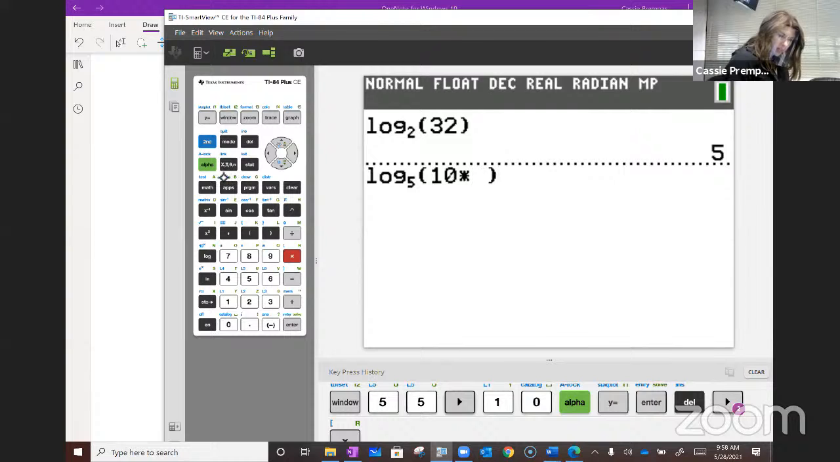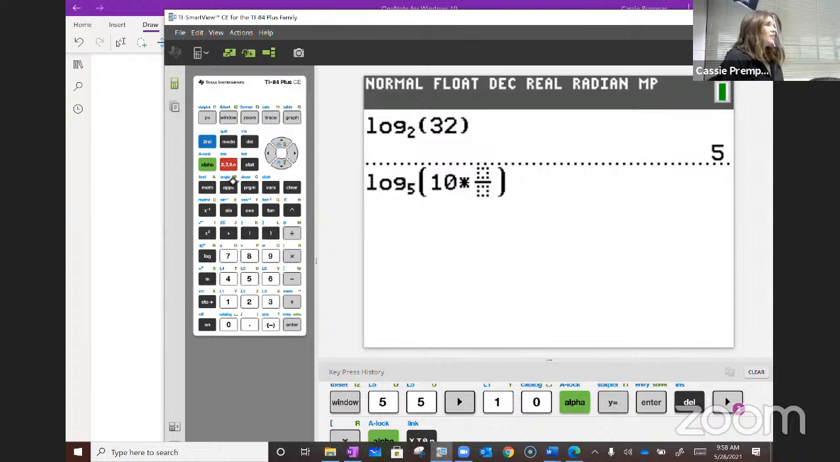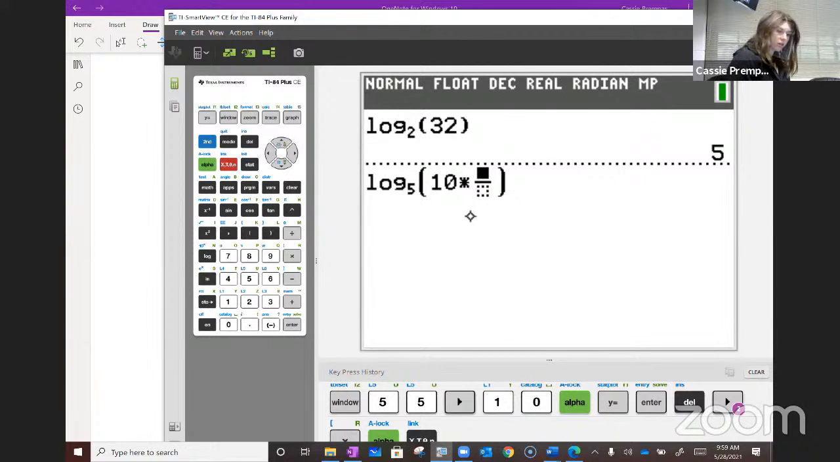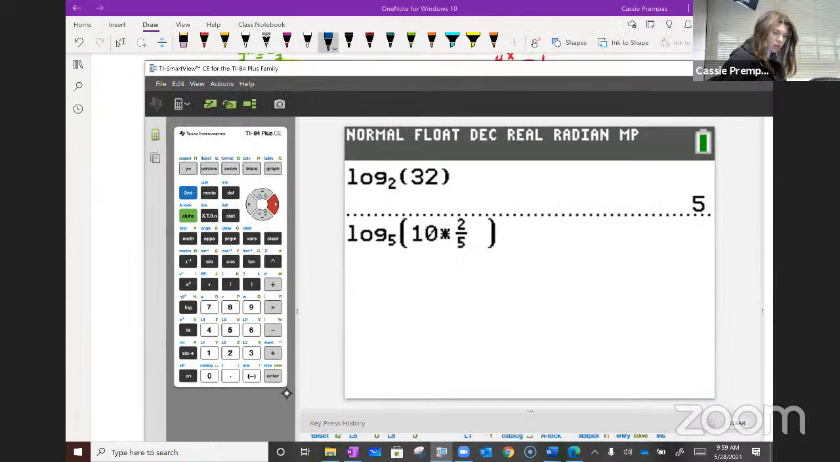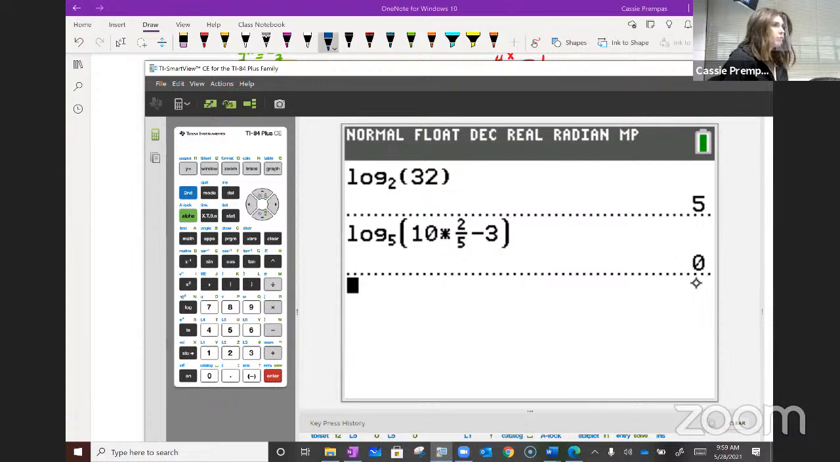Somebody taught me a trick to enter in a fraction. I think it's alpha link. Yeah, guys, that's so much faster. If you press alpha and the number right next to it, it quickly pops up the fraction bar. So if I do 10 times 2/5, I see is that number -3 truly equal to 0? It is. So I know I haven't made any mistakes, and I got that answer right.